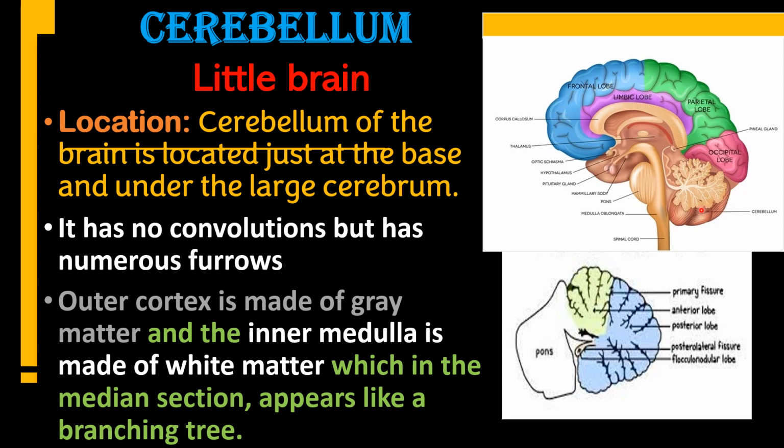All of you know that grey matter consists of cell bodies or perikaryon of neurons, or cyton of neurons. Then the outer cortex consists of grey matter. Then the inner medulla region consists of white matter. White matter is made up of axons of neurons. Then this cerebellum appears like a branching tree.